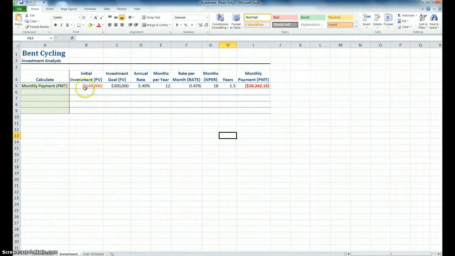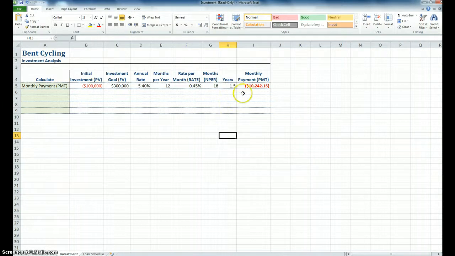Again, if I have $100,000 and I want to get to $300,000, I have to deposit $10,242 every month for 18 months into an account that's going to make this amount of money annually. If I do that, then in 18 months I'll be able to start building with my $300,000. So I'm going to stop here and we'll start up with page 495.